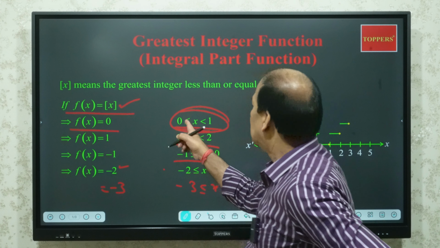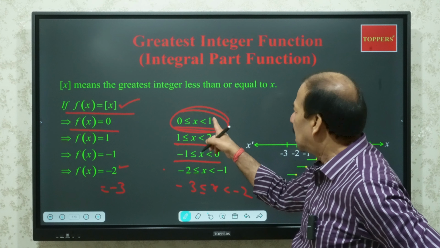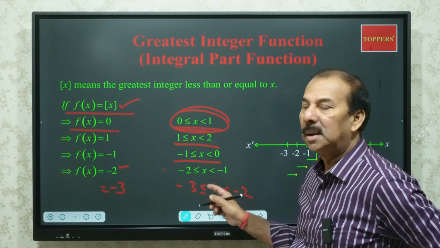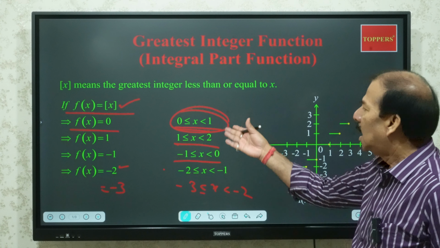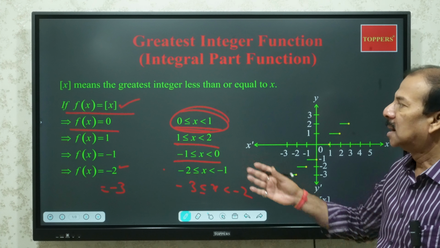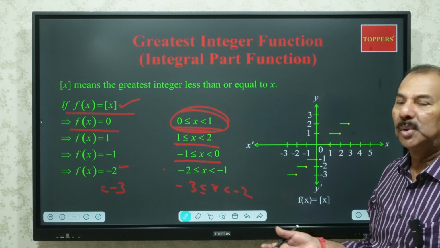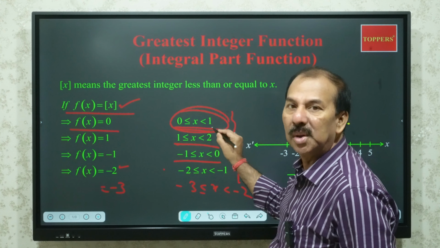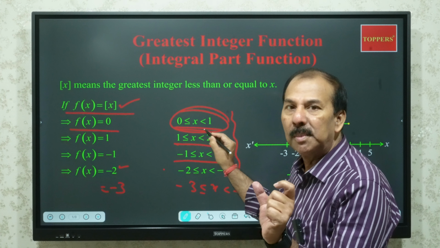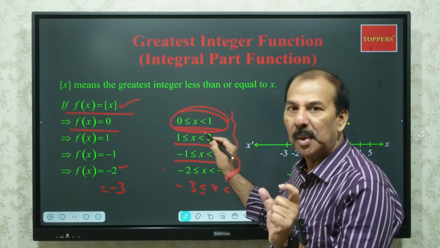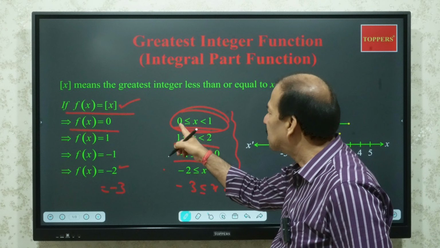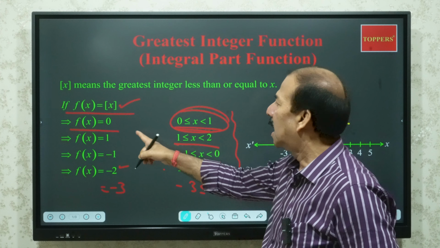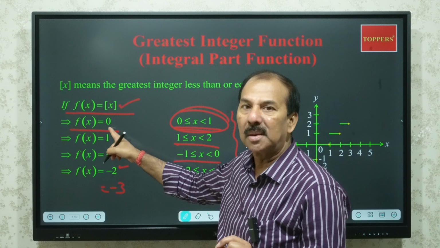One integer is included in this interval, the other integer is excluded in these intervals. That also you have to keep in mind. Now, if we consider the graph of the function, here we have different values between two consecutive integers, but that value remains fixed as far as f of x equal to integral x is concerned, within an interval. Within this interval, f of x is fixed, and that is 0.